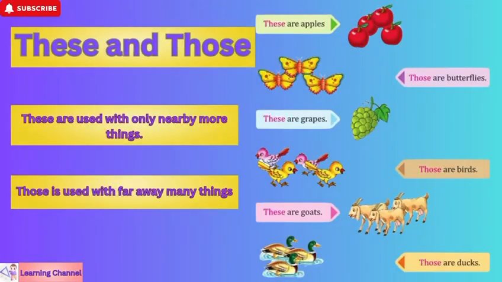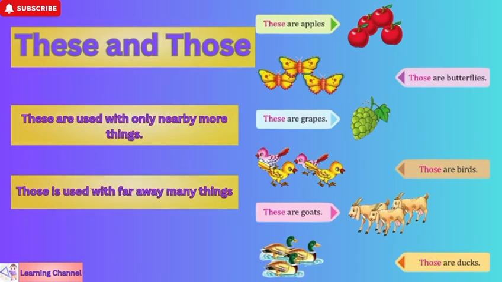Ever wondered why we use these in some cases and those in other cases? Let's dive into this topic. These are used with only nearby more things. On the other hand, those is used for far away many things.